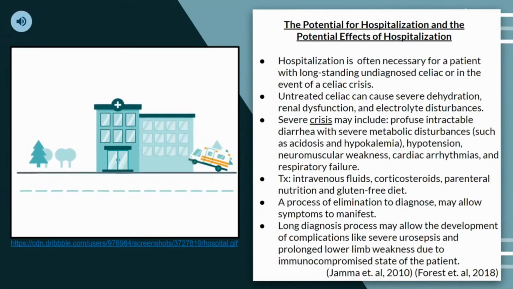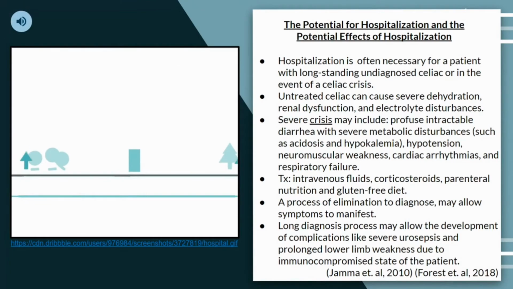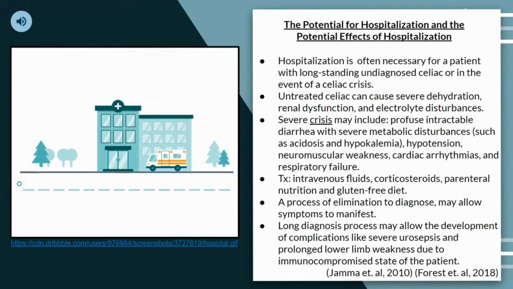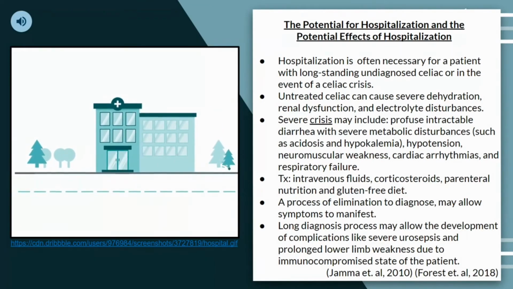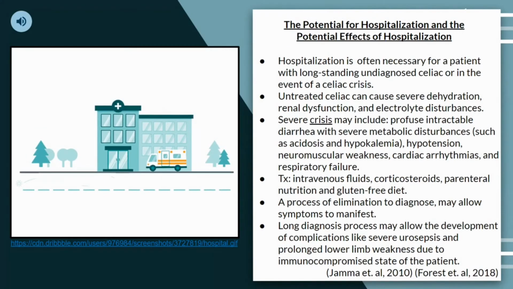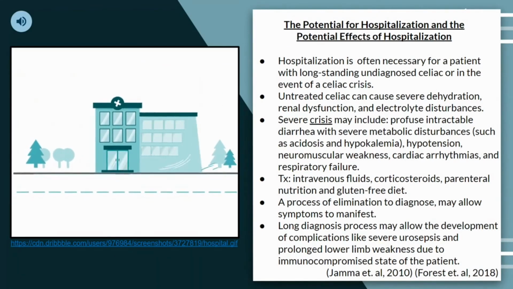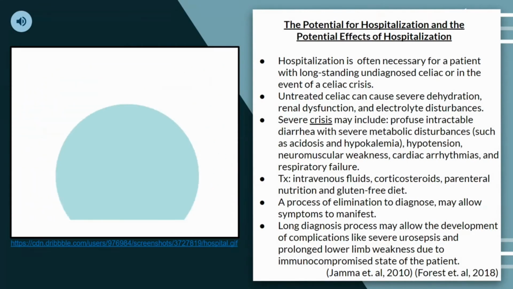Celiac crisis is a rarely documented, life-threatening presentation of the disease which causes profuse, intractable diarrhea with severe metabolic disturbances such as acidosis and hypokalemia, along with hypotension, neuromuscular weakness, cardiac arrhythmias, and respiratory failure. In severe cases like this, the primary line of treatment would include IV fluids, corticosteroids, and gluten-free parenteral nutrition.